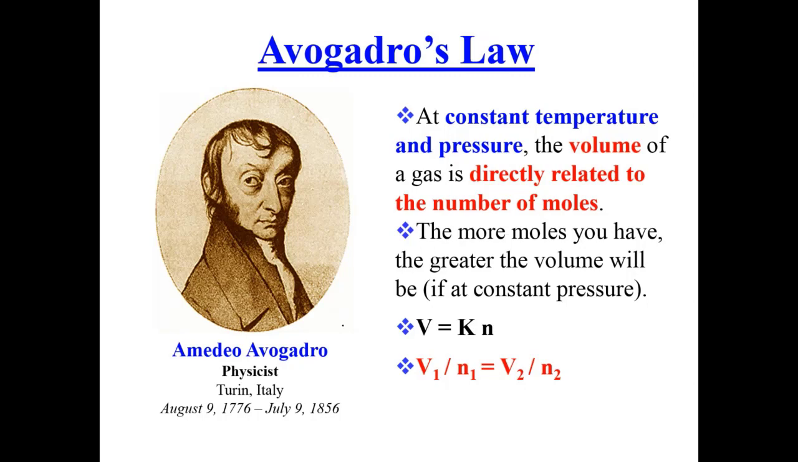At constant temperature and pressure, the volume of a gas is directly related to the number of moles. Basically, and this is pretty obvious, if you have more moles of gas, then you're going to have more volume. Volume is directly related to the number of moles. So V1 over N1 is equal to V2 over N2. You're comparing two samples. You change one, you change the other.